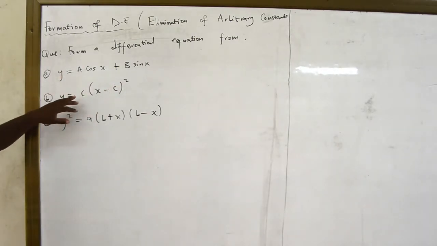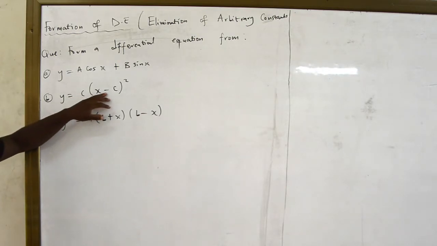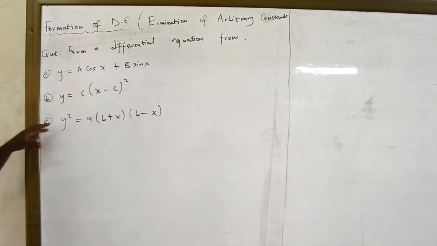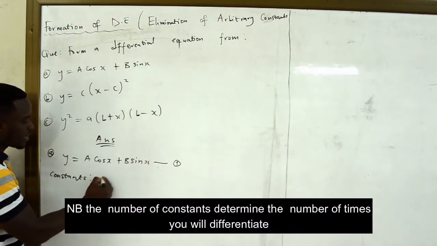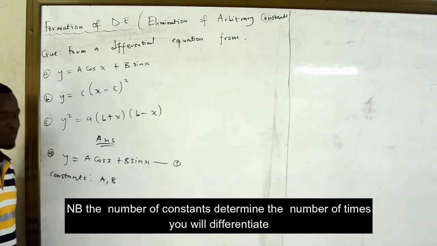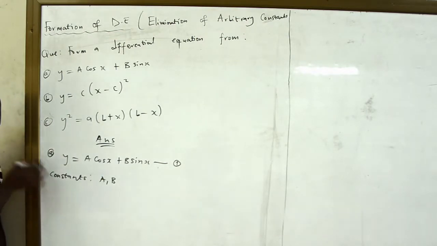B, y is equal to c, x minus c, all squared. C, we have y squared is equal to a, 1 here, 1 here. That's the constants are 2, which is a and b. Meaning you have to differentiate this function 2 times.